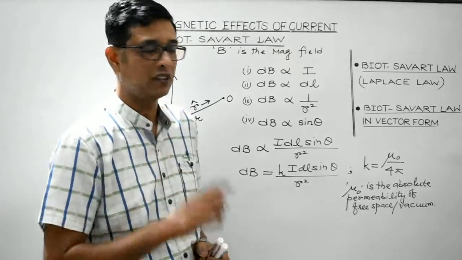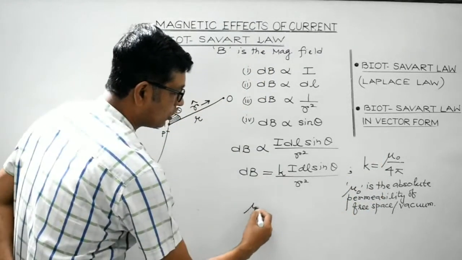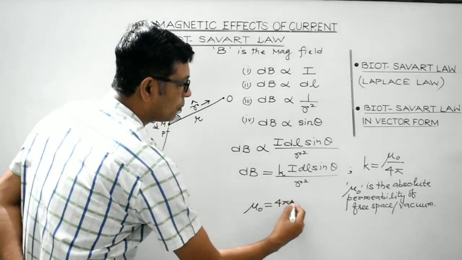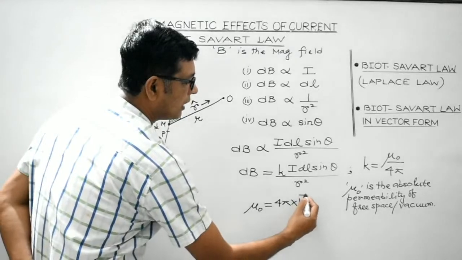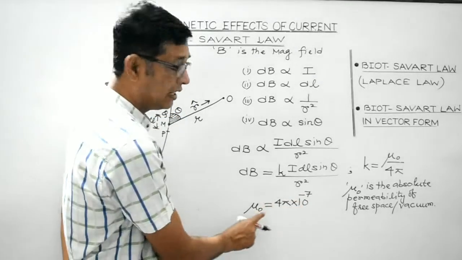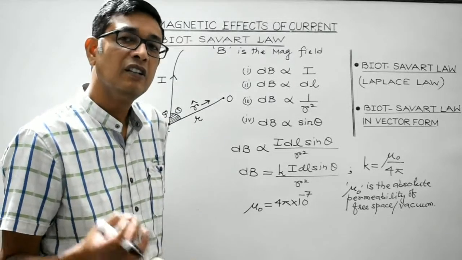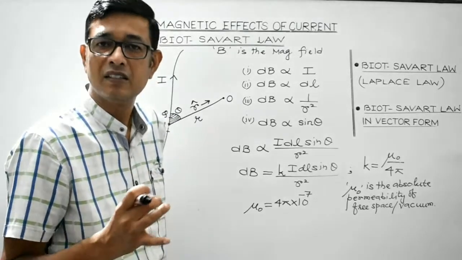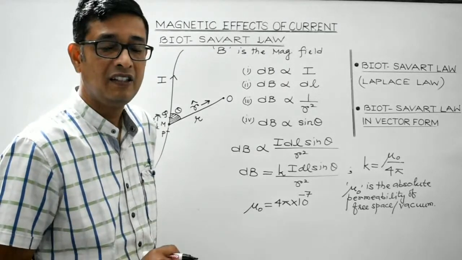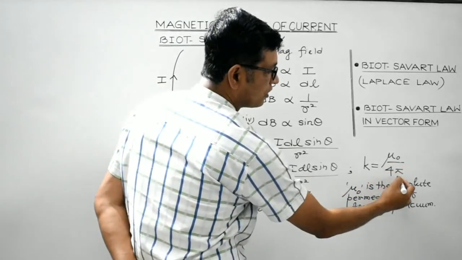So that's the importance. And in case of vacuum, mu naught, its value is constant and it's found to be 4 pi into 10 raised to the power minus 7. This is the standard value, and you need to remember it. For vacuum or for free space, the absolute permeability is given by 4 pi into 10 raised to the power minus 7. Now regarding its SI unit, look students, 4 pi is constant.